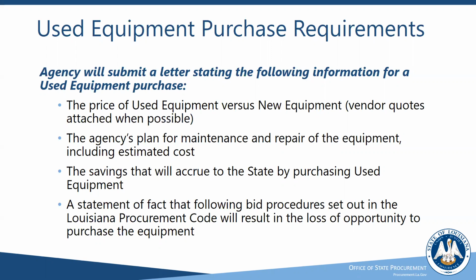So the last bullet basically means that oftentimes used equipment is only available for a limited time. A dealer is not going to hold a used tractor on its lot for, say, 4 to 6 weeks while the state goes through the whole bidding process, for example, especially if he isn't guaranteed to win that bid. He's going to sell that tractor to the first person that comes along and wants to buy it. So that's why we use this statement in the agency letter.